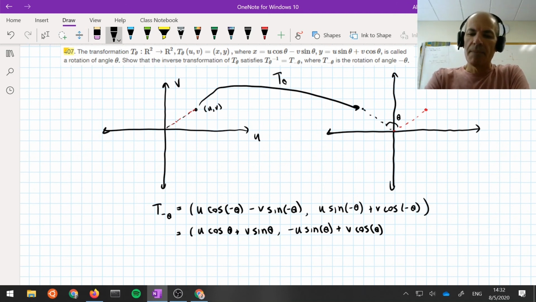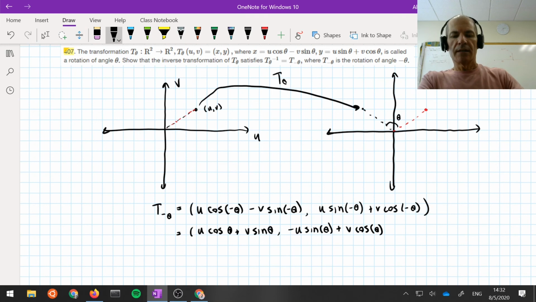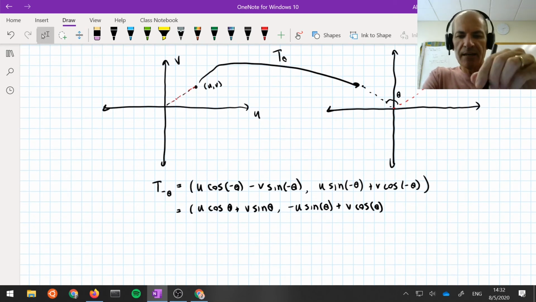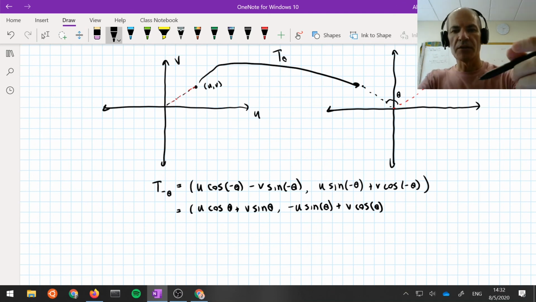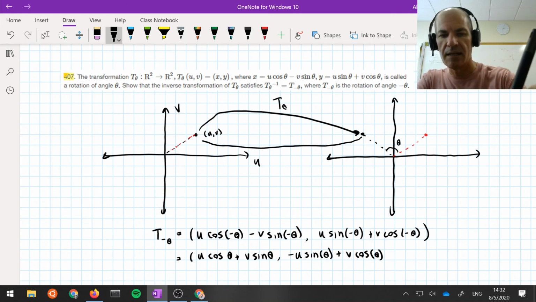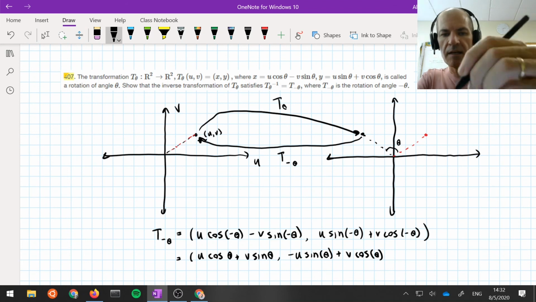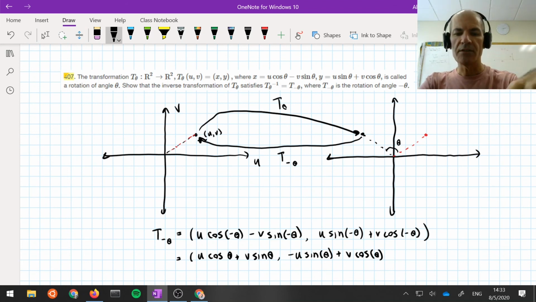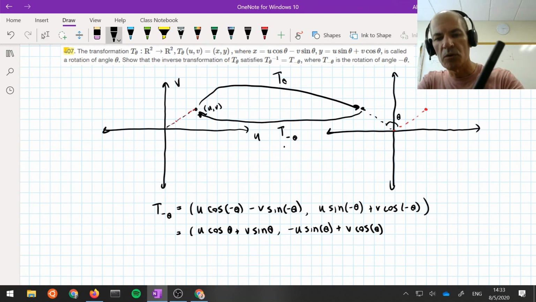All right. Now the real question is, how do we show that this is the actual inverse transformation? Well, if we take the output from t minus theta and plug it into t theta, we should get the original point. In other words, if I take uv and plug it into t theta, I'm going to get this point. If I take this point and plug it into t minus theta, I should go back to where I came from. So let's see if that's the case. If that's the case, then we'll be able to say that t minus theta is the inverse of t theta.